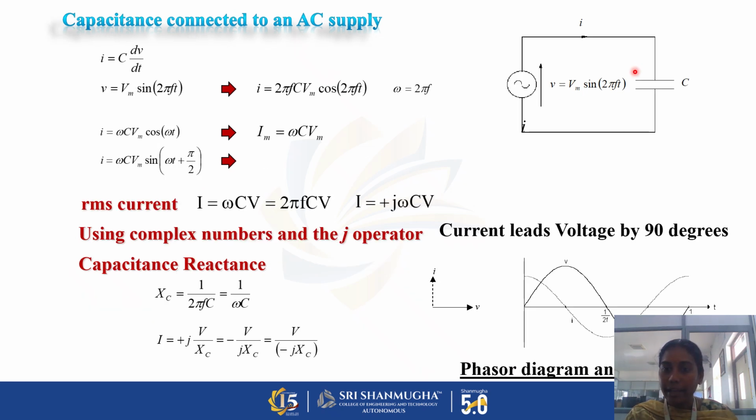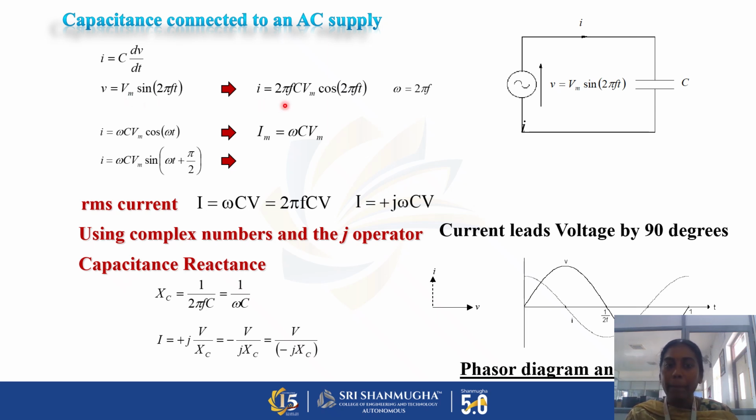Now the next diagram, where we connect a capacitor to the AC circuit. V is equal to Vm sin 2 pi f t. This voltage is connected to the capacitance. The capacitor is connected in series. Now we are calculating the current and voltage. The voltage is equal to Vm sin 2 pi f t.